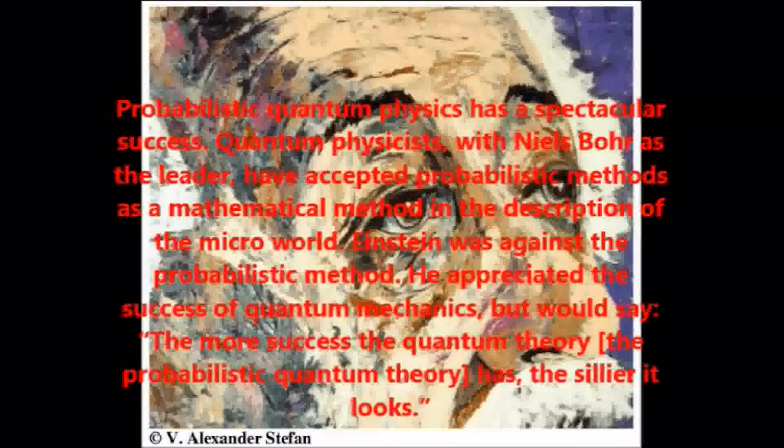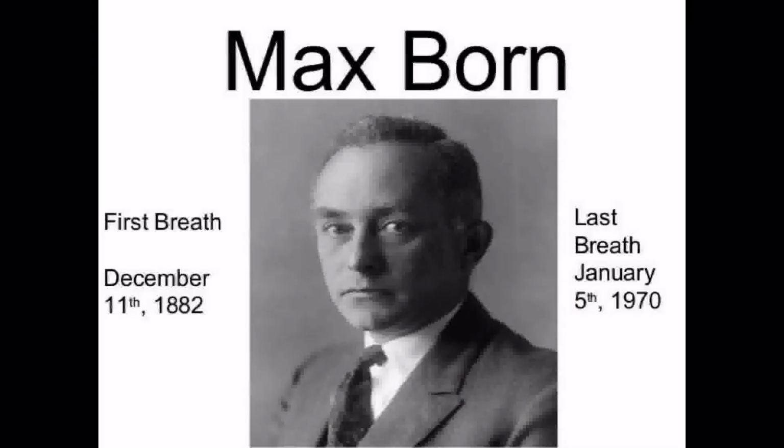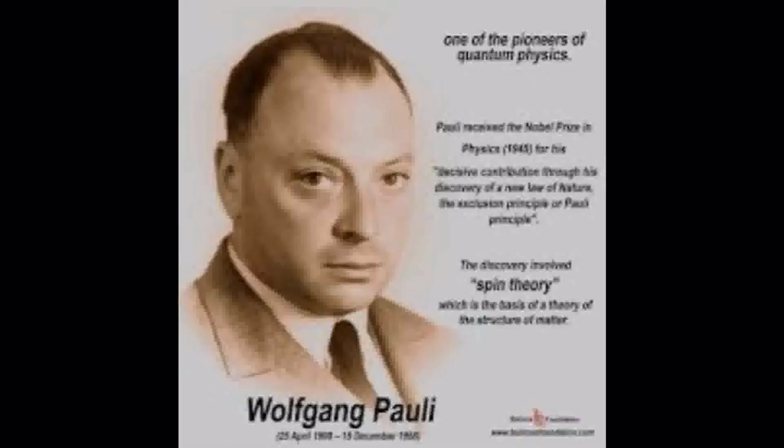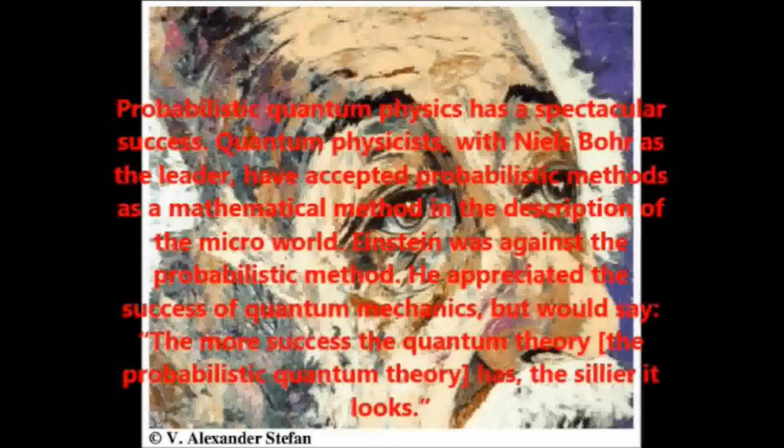Probabilistic quantum physics has a spectacular success. Quantum physicists, with Niels Bohr as the leader, have accepted probabilistic method as a mathematical method in the description of the microworld. Einstein was against the probabilistic method. He appreciated the success of quantum mechanics, but would say, the more success the probabilistic quantum theory has, the sillier it looks.